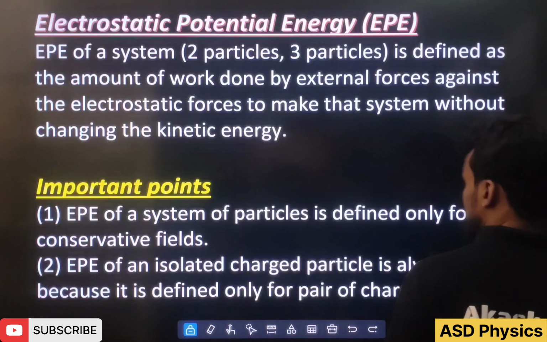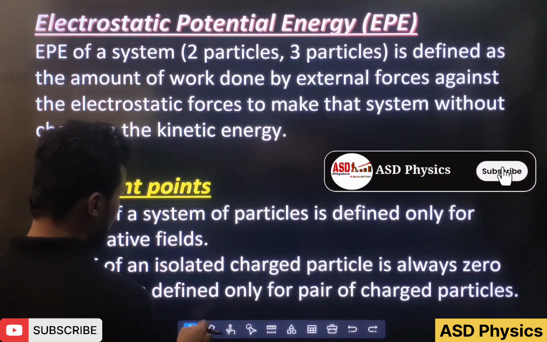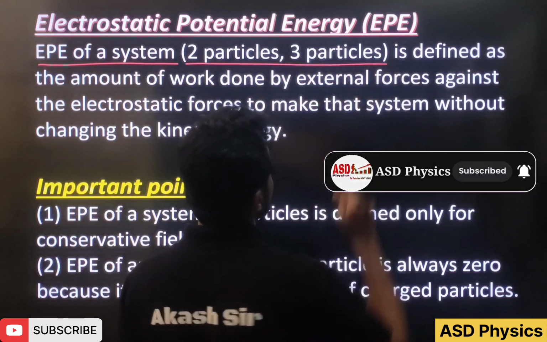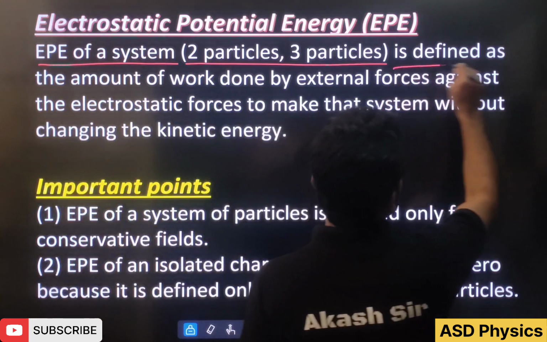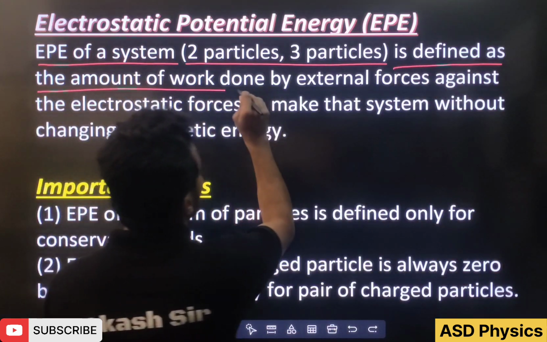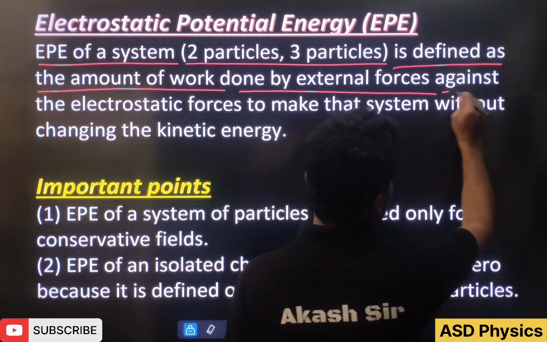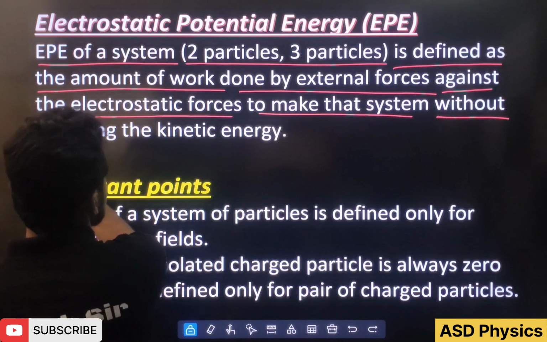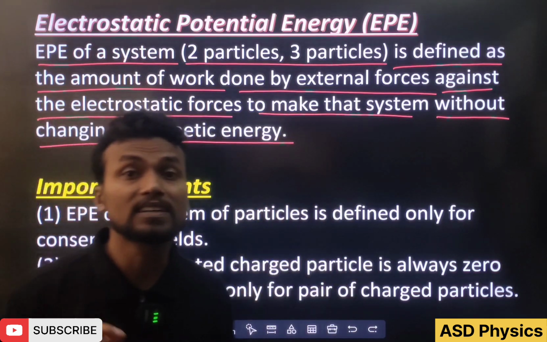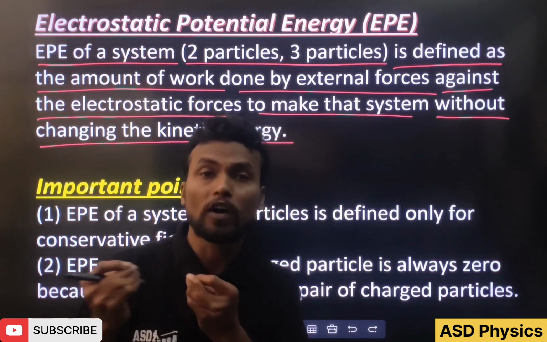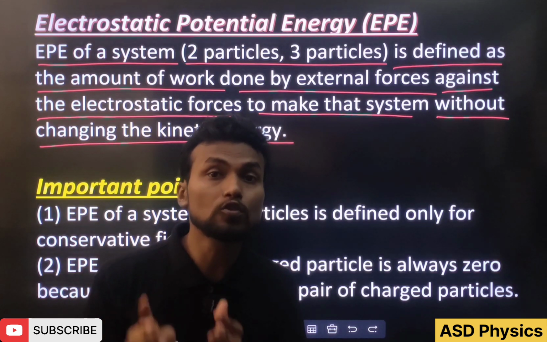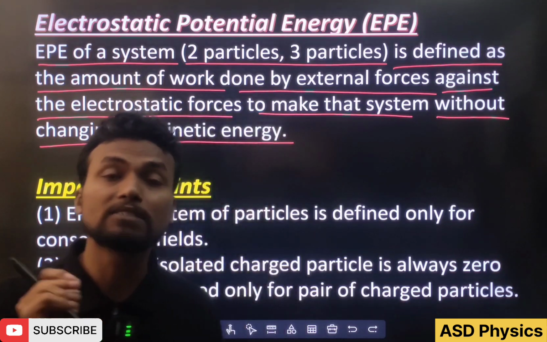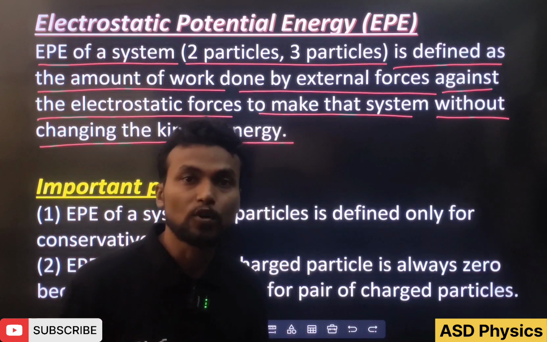Okay students, so let's see here please. So we can see electrostatic potential energy. EPE of a system, maybe 2 particles, 3 particles, is defined as the amount of work done by external forces against the electrostatic forces to make that system without changing the kinetic energy. We have to make sure that the kinetic energy should not change. In that situation, whatever work is done by the external force, it will change the potential energy. So this concept should always be valid whenever we are studying electrostatic potential energy.